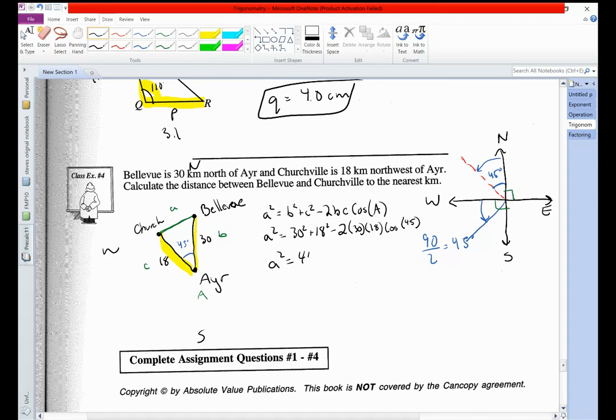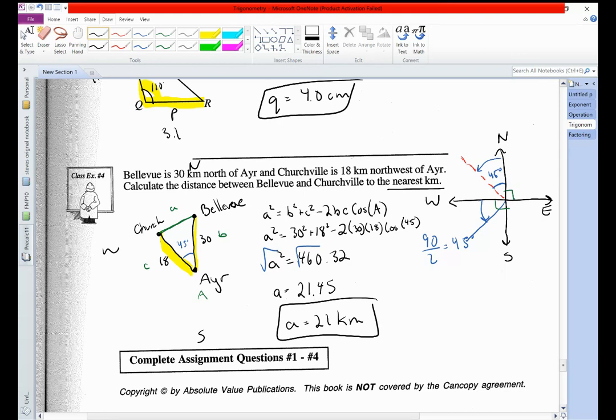We can type all of that into our calculator and we get A squared is equal to 460.32, and we want to solve for A, not A squared, so we can square root both sides, and we get the distance between Churchville and Bellevue being 21.45. They want it to the nearest kilometer, so 21 kilometers. Yay, we did it.